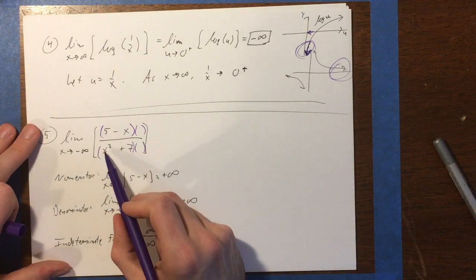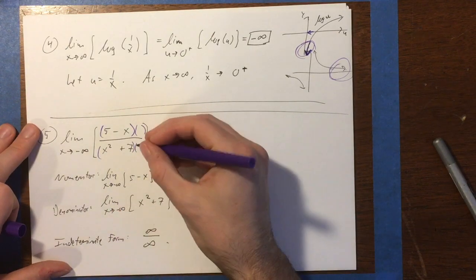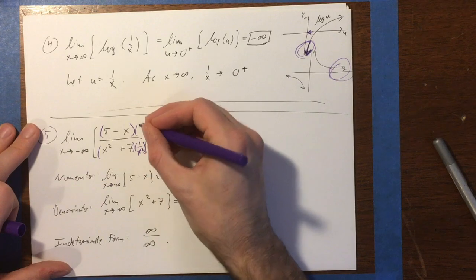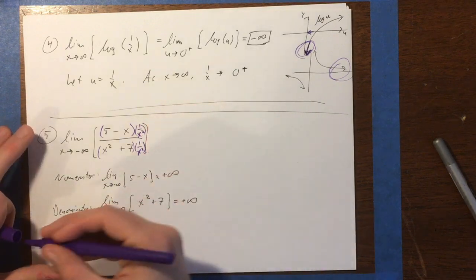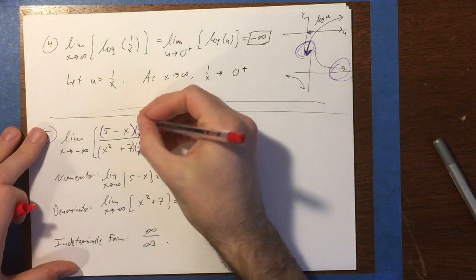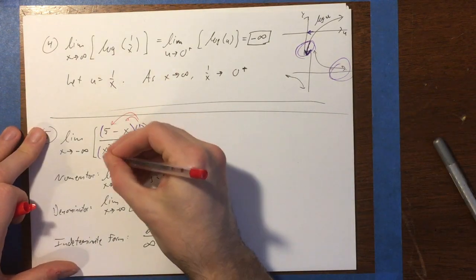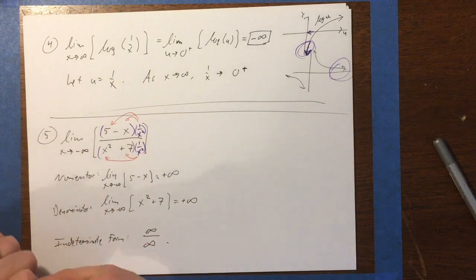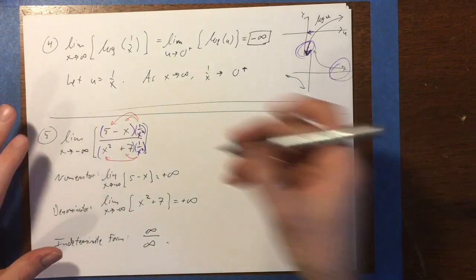So the highest power in the denominator is x squared. So I'm going to multiply by 1 over x squared, 1 over x squared. And then we're going to distribute that multiplication throughout. I'm going to distribute. Okay, let's see what we get.